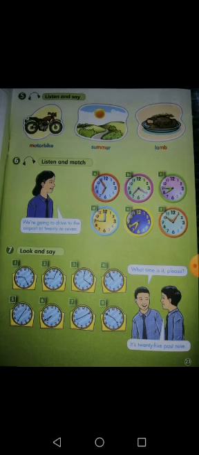Listen and match. Okay, here we have a clock, and here you have to tell us about the time. Okay, so let us listen.